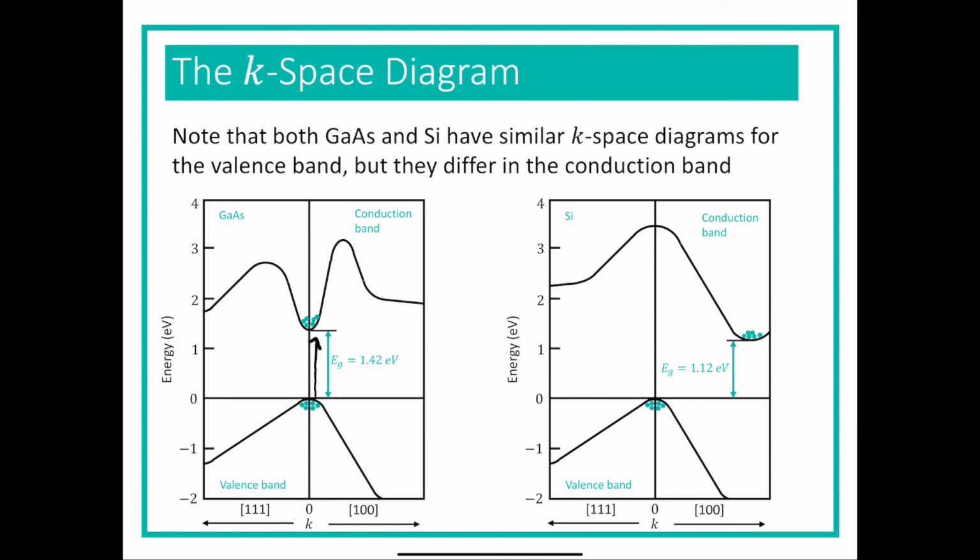Silicon is an indirect band gap semiconductor, because in order for electrons to go into the conduction band, they actually have to change direction. They have to go over in the 100 direction. Because of that, there isn't any extra energy left over when that happens. So why does that matter? Why does it make a difference if they're direct band gap or indirect band gap?